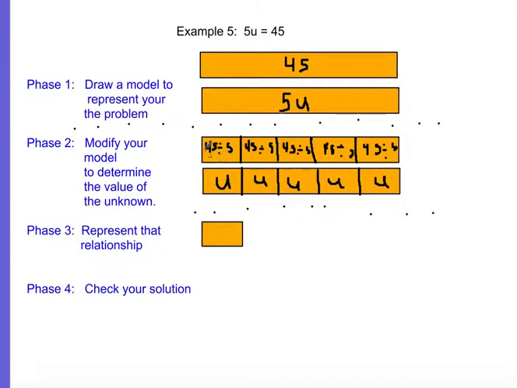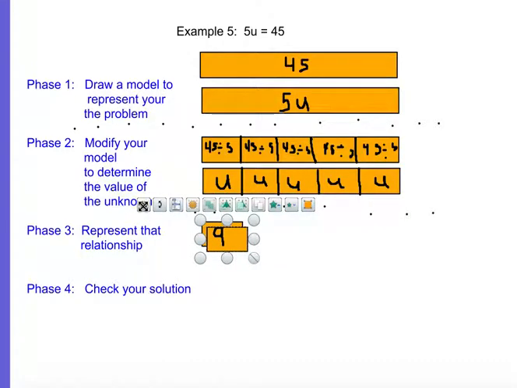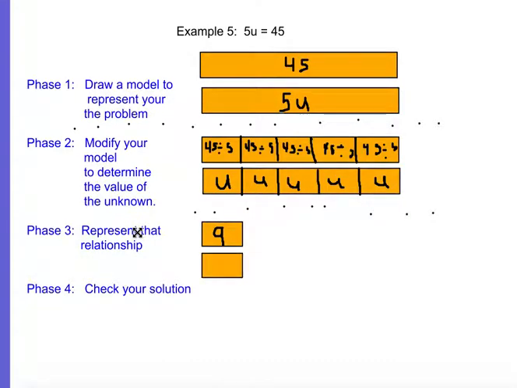What's 45 divided by 5? Well, what does 45 divided by 5 have a value of? We can simplify that to 9, which means one single value of u will have a value of 9.